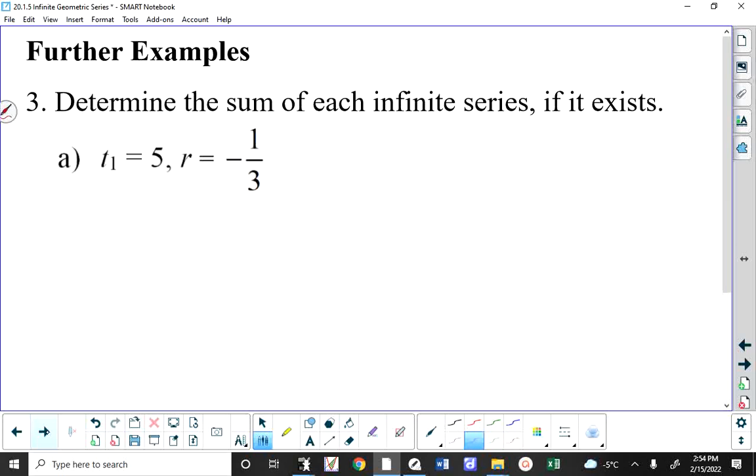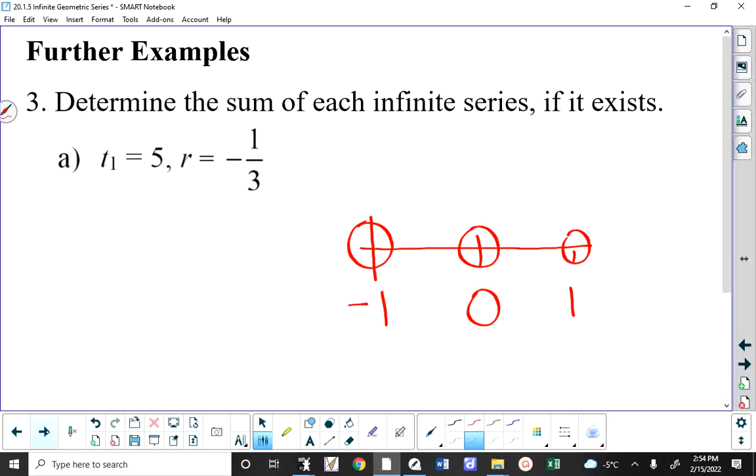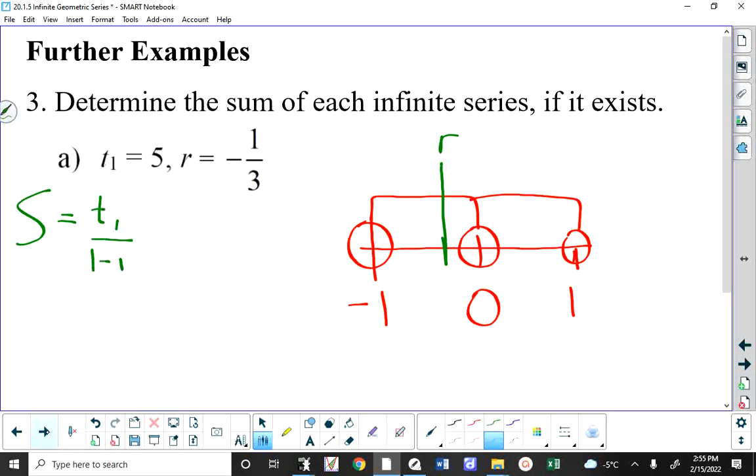Here's that number line again. Negative 1, the common ratio can't be negative 1. The common ratio can't be 0. The common ratio can't be 1 for convergent, but it can be any other number in between those values. So since r equals negative 1/3 is here, we can go ahead and use this fancy formula, t1 over 1 minus r. And we'll take t1, which is 5, over 1 minus negative 1/3.